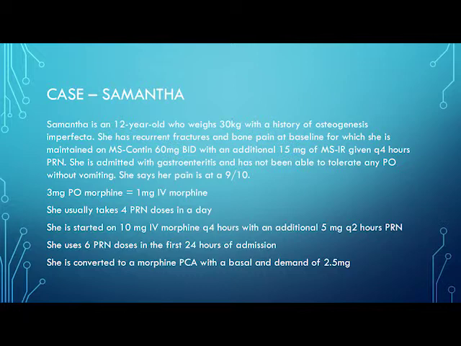Here's my first question. Is giving her 0.1 per kilo of morphine an appropriate dose? So it would be if she was opioid naive, but she's not opioid naive. She takes 120 milligrams of oral morphine. So divide that by 3, and you get 40. Come on. Tried to make the math easy for you.